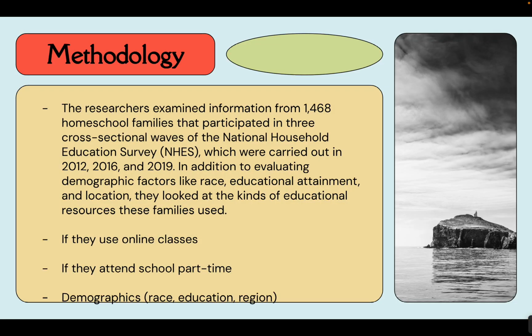So my methodology is the research examines information from 1,468 homeschool families that participate in three cross-sectional waves of the National Household Education Surveys, the NHES, which were carried out in 2012, 2016, and 2019. In addition to evaluating demographic factors like race, educational attainment, and location, they looked at the kinds of education resources these families use. So the questions that they had were if they use online classes, if they attended school part-time, or demographics, if their race, education, or their religion.